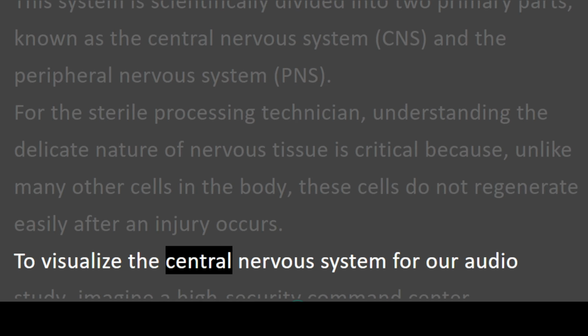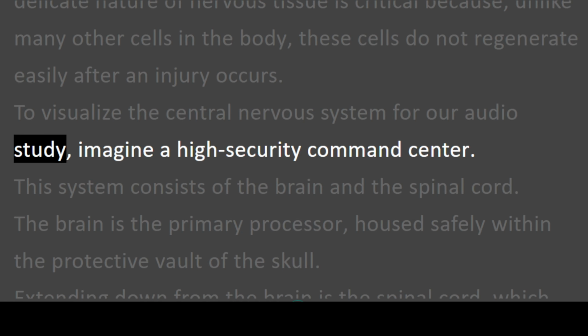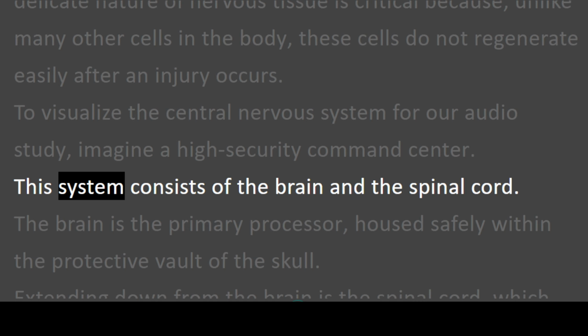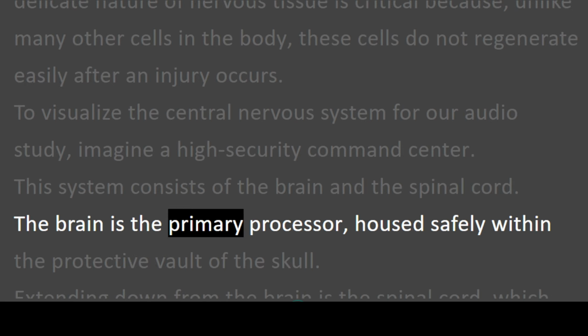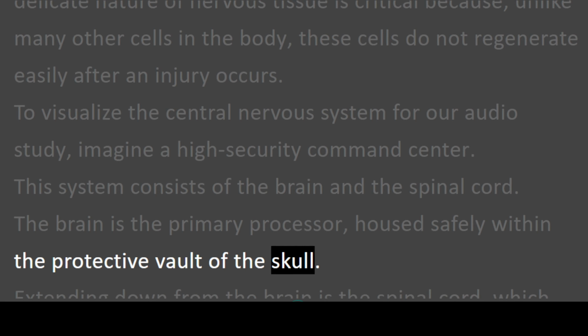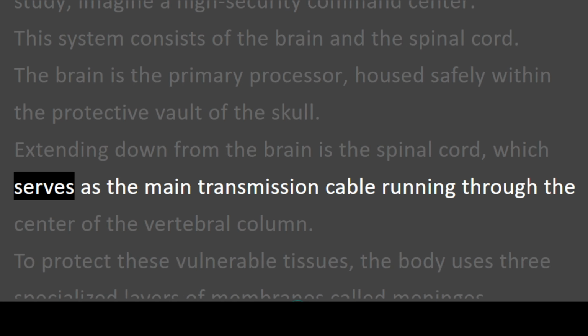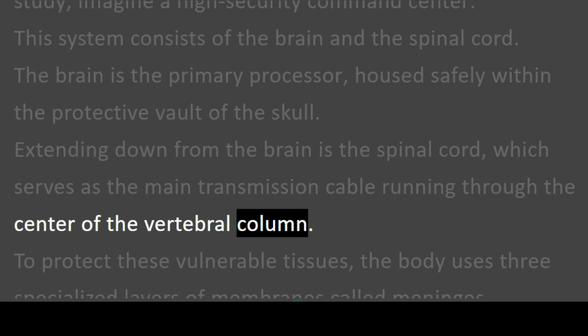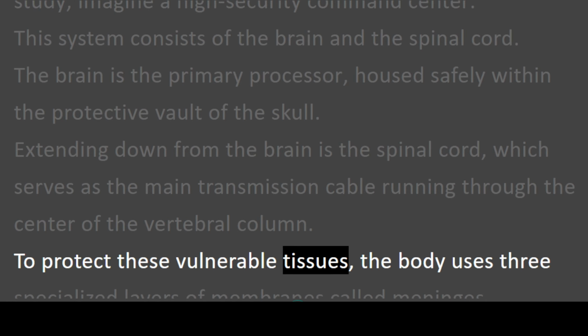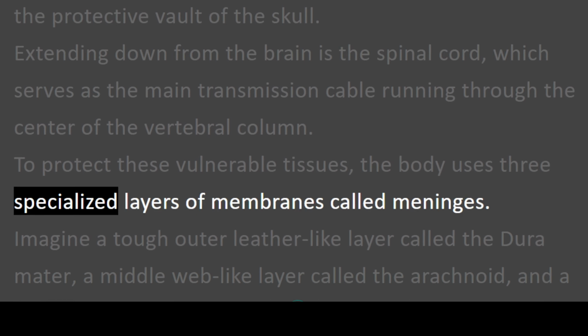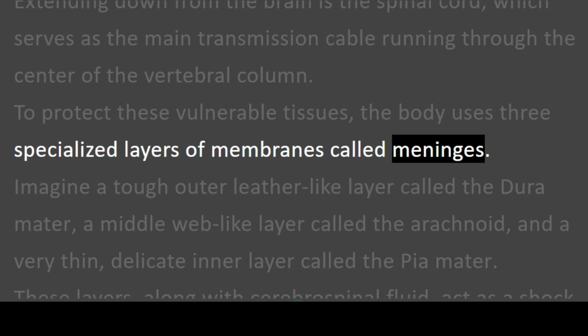To visualize the central nervous system for our audio study, imagine a high-security command center. This system consists of the brain and the spinal cord. The brain is the primary processor, housed safely within the protective vault of the skull. Extending down from the brain is the spinal cord, which serves as the main transmission cable running through the center of the vertebral column.